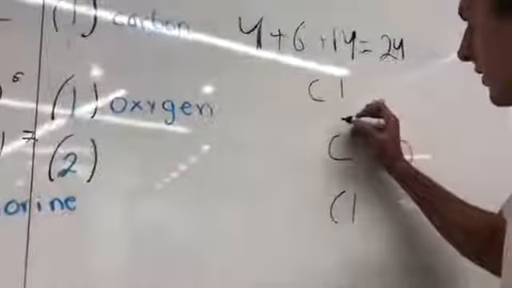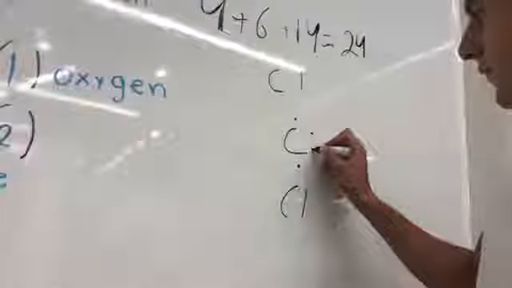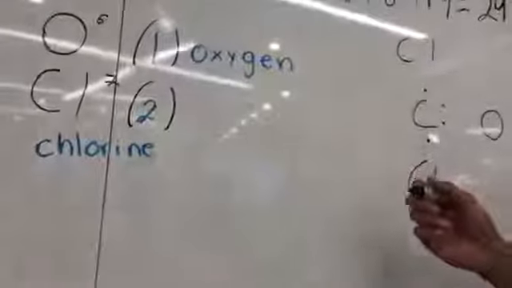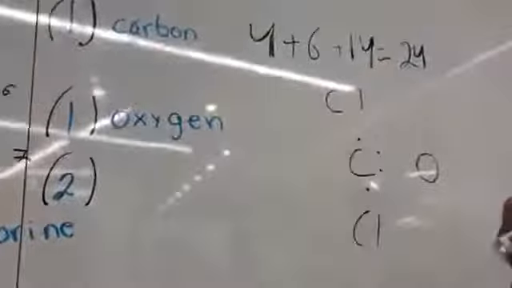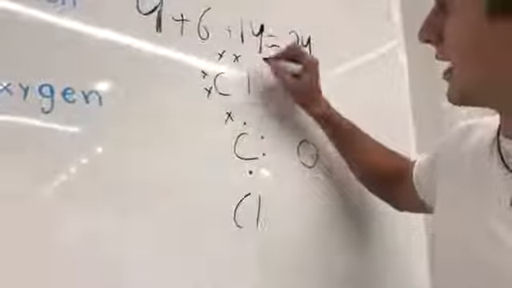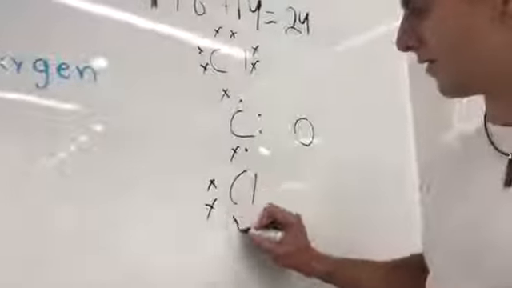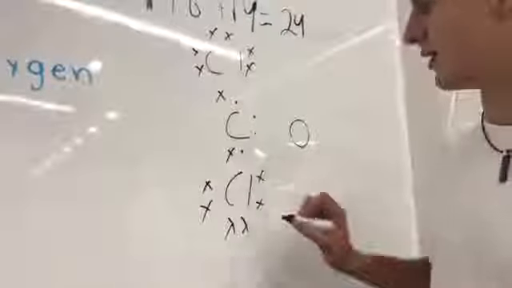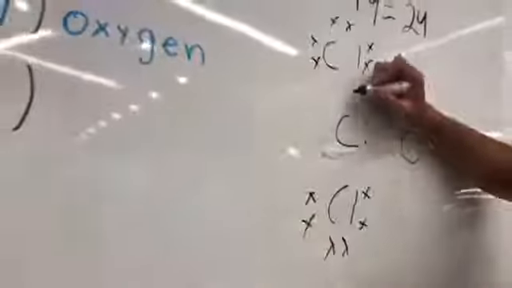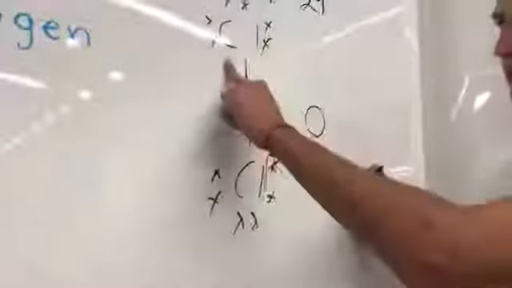Carbon has 4. This one is 1, 2, 3, and 4. Okay? Now, in this case, chlorine is easy because we have 7 electrons. We are only missing 1. So we have 1, 2, 3, 4, 5, 6, 7. Here is the same. 1, 2, 3, 4, 5, 6, 7. Here we are forming a bond between these two. Now, these are complete. We have 8 electrons, and this one too.